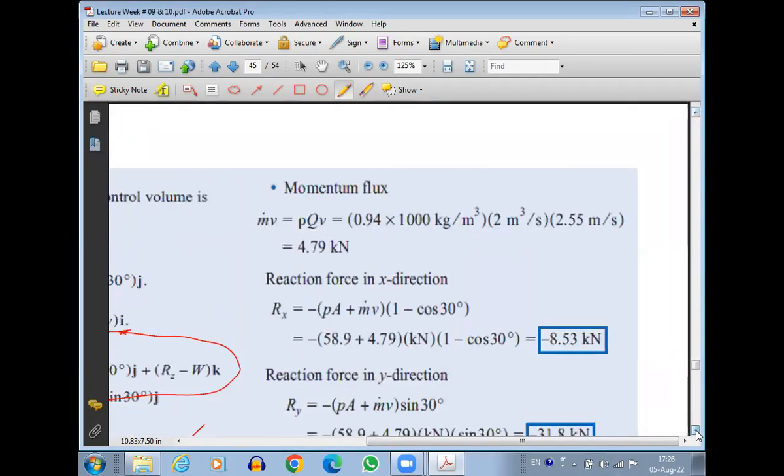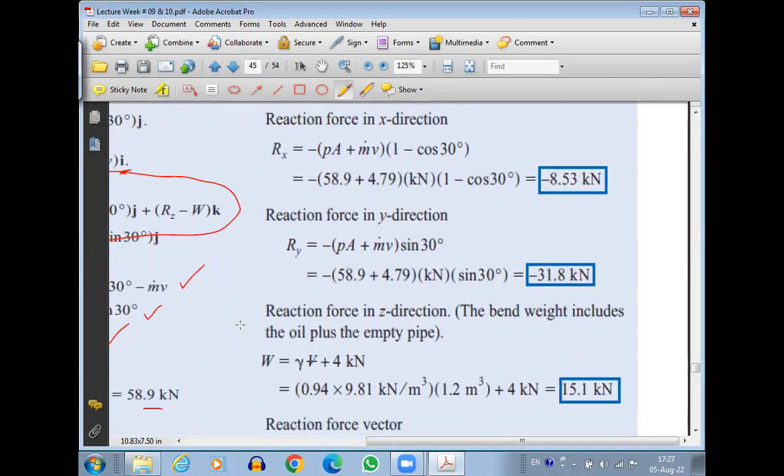So this term, the momentum flux term, m dot v. m dot v is, because m dot is rho Q and v is v, so you can do it like this, or rho Q is rho AV, so it's rho A V squared. They are both the same thing. So you can just substitute the values in here and find out m dot v. Now if we substitute everything into the equations in the x, y, and z components, we can find the Rx, Ry, and Rz components. Okay, Rx, Ry is done.